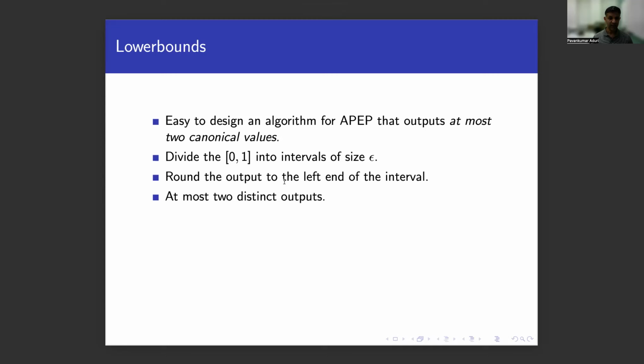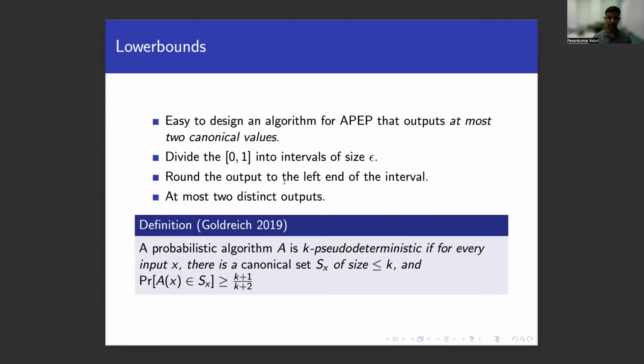So motivated by this observation, Goldreich defined this notion of a k-pseudo-deterministic algorithm. A probabilistic algorithm A is k-pseudo-deterministic if for every input x, there is a canonical set S_x of size at most k, and A outputs a member of this set with probability at least (k+1)/(k+2).